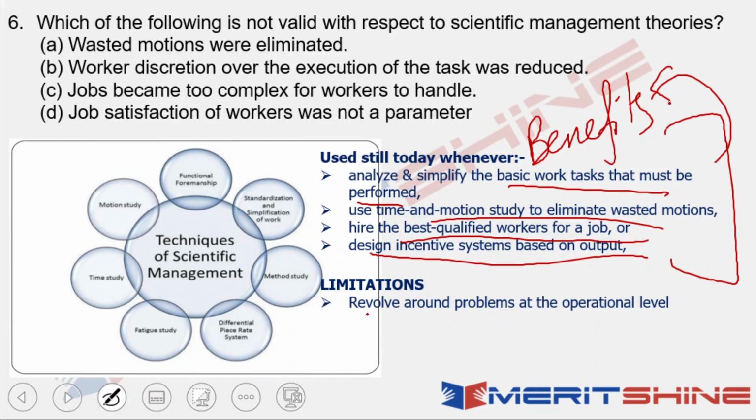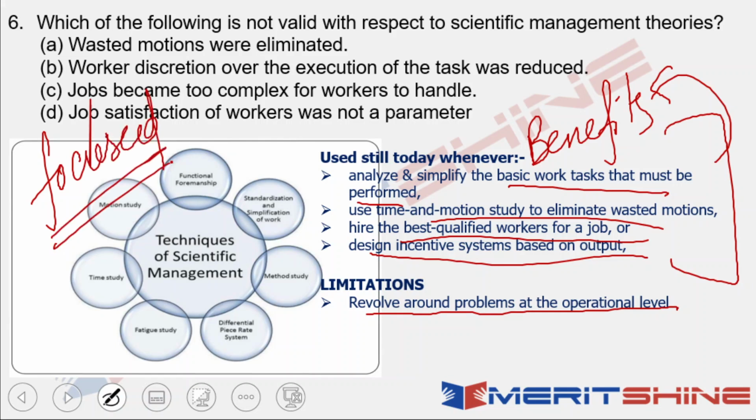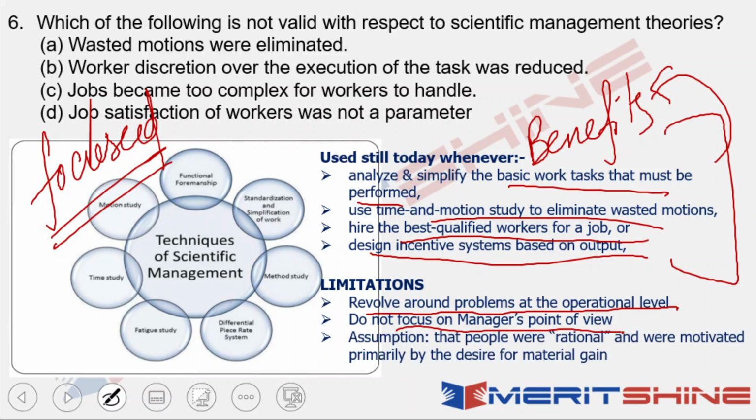Now, if we look at limitations, revolving around problems at the operational level, we are too much focused in scientific management. We are too much focused on the problems of the operational level, the first level. We don't talk about the middle level or the top level, the strategic level. We rarely talk about it, right? Only on the tactical level we talk about everything. Then they do not focus on the manager's point of view.